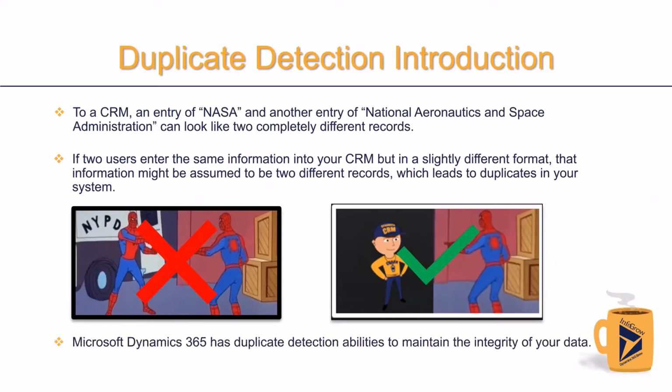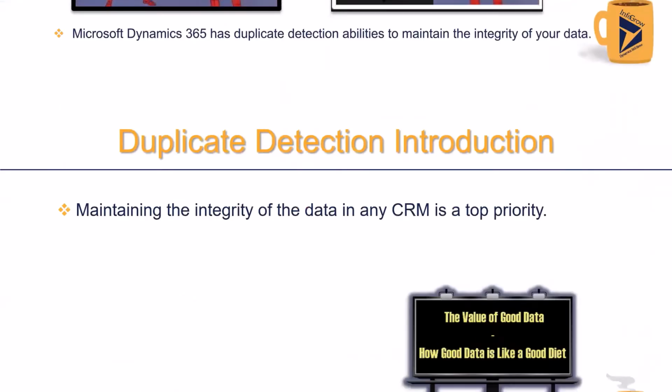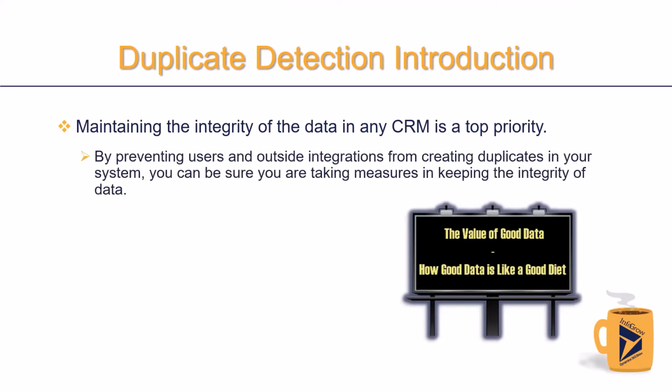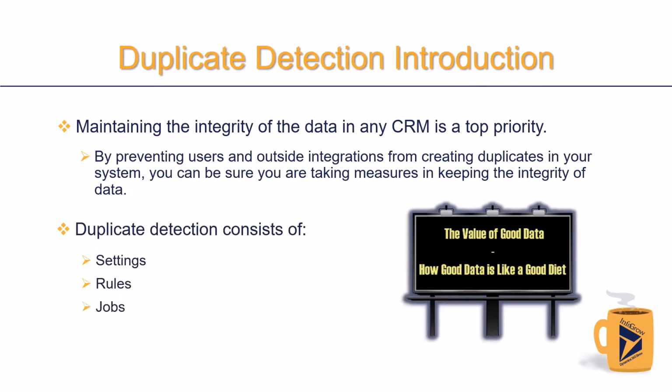Luckily, Dynamics can help maintain the integrity of your data by setting up and utilizing its duplicate detection abilities. Maintaining the integrity of data in any CRM is a top priority. By preventing users and outside integrations from creating duplicates in your system, you can be sure you are taking measures in keeping the integrity of your data. As Tanya had mentioned, duplicate detection inside of Dynamics consists of settings, rules, and jobs.